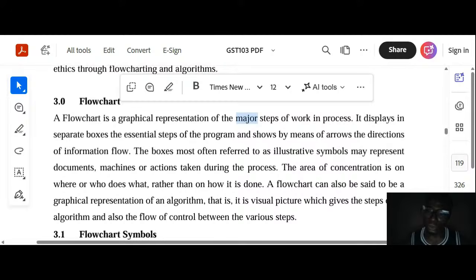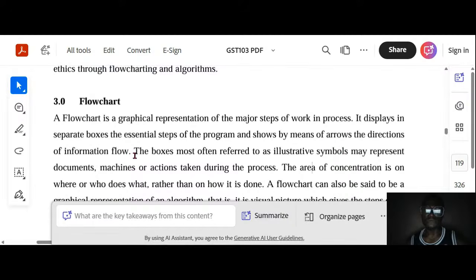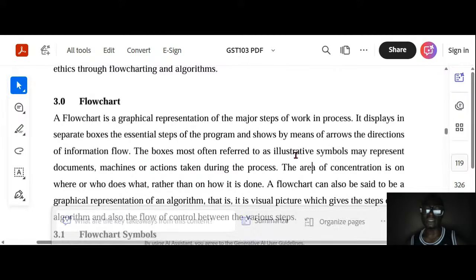Like those of you that are into programming, you know what we're talking about. Sometimes you need to design what you want to program using diagrams. I have a very short question for you guys there, so try to deal with it. It displays in separate boxes the essential steps of the program and shows by means of arrows the direction of the information flow. The boxes, most often referred to as illustrative symbols, may represent documents, machines, or actions taken during the process.